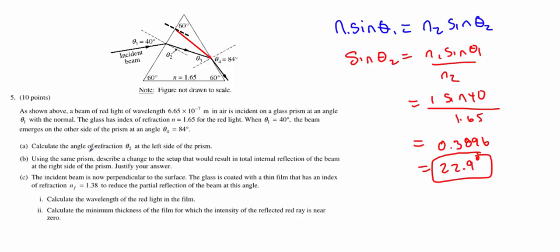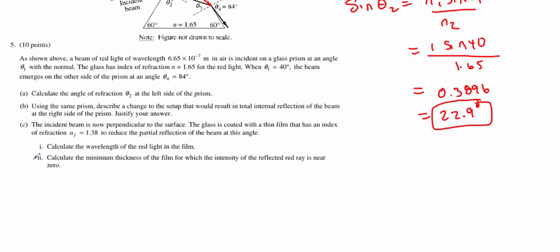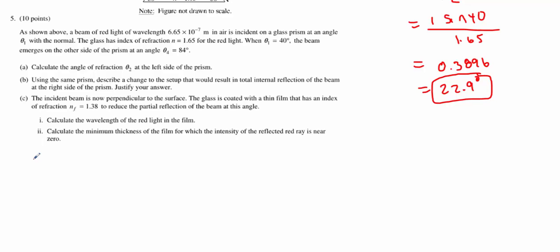That's it for B. C, the incident beam is now perpendicular to the surface, so it's straight on. And we're going to take a thin film and place it there instead. So now we're dealing with thin film interference. We're really not dealing with a prism anymore. We want to know the new wavelength of the red light in the film. The easiest way to do that is if you understand the relationship between your incident wavelength and refracted wavelength and then your indices themselves. Ultimately, we get this relationship: lambda 1 over lambda 2 is equal to n2 over n1.